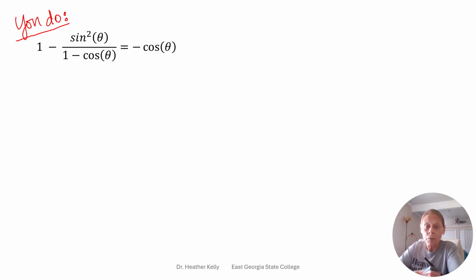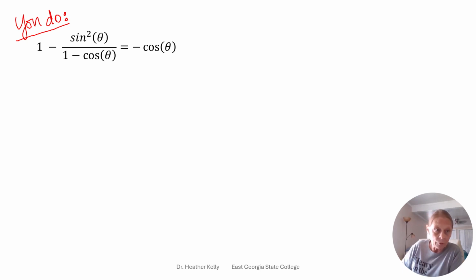Now, if you haven't finished, please feel free to pause, but let's go ahead and jump in on this one. I'm going to guess that most of you tried to solve this like the last problem and multiplied that 1 by 1 minus cosine theta over 1 minus cosine theta, and then tried to do something with that side of the equation.